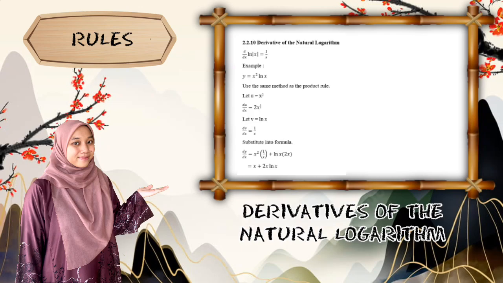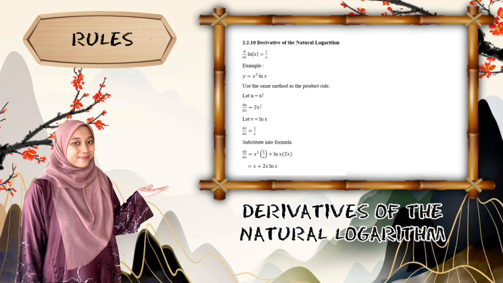Derivative of the natural logarithm. This is the result if we differentiate ln x. Now, let's move on to an example. Given that y is equal to x to the power of 2 times ln x.